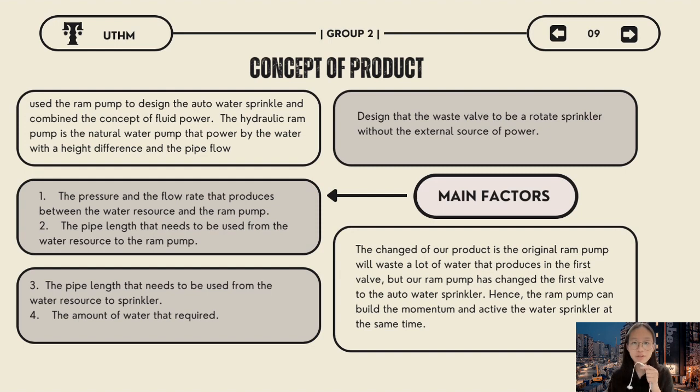Now I'm going to proceed with my part, which is the concept of the product. In this product, we are going to use the ram pump to design the auto water sprinkler and combine the concept of fluid power. The hydraulic ram pump is a natural water pump that is powered by water with a height difference and the pipe flow.